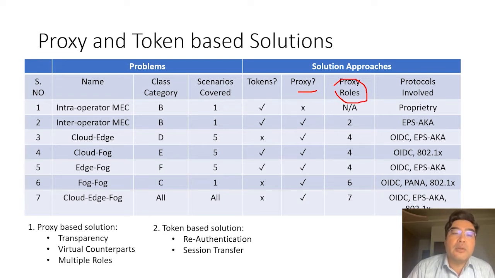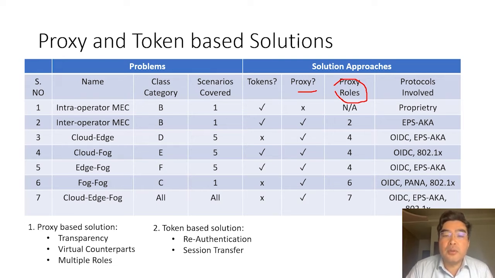We also take the token-based approach in order to solve the mobility problem. Here, the mobility is not connection mobility; it's application mobility, so you need to keep or transfer the state of the application server, not at the connection level. And these are the types of problems we just mentioned, 7 of them, and they cover multiple scenarios.